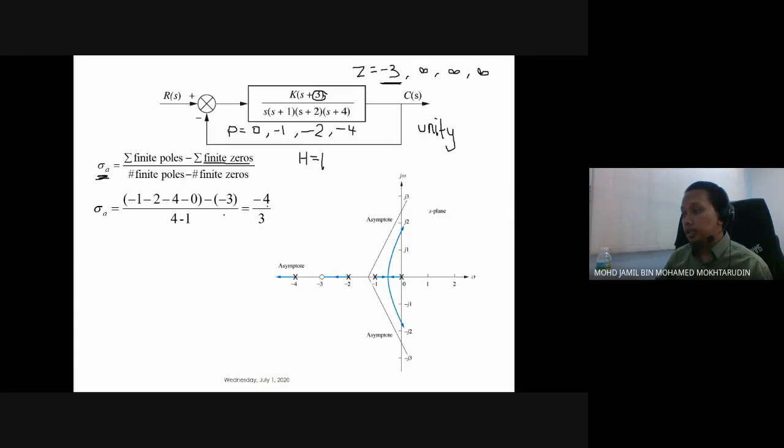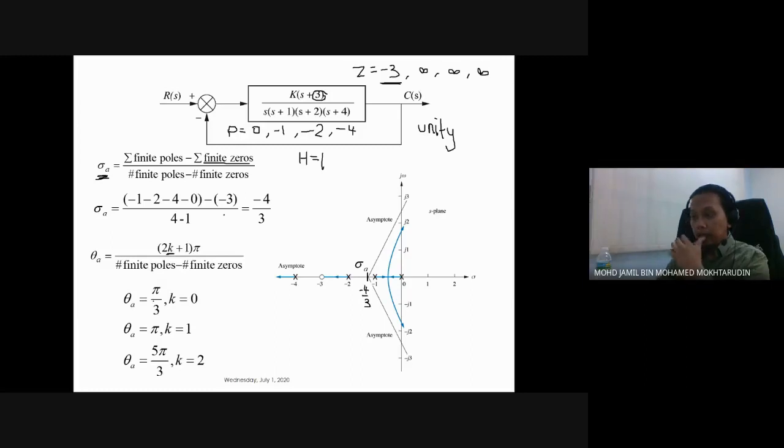And you can plot this on the S-plane. So it will be somewhere around here. -4 over 3. So it will be somewhere around here. And then after that, you need to find the asymptote angles. So the asymptote angles will be 2k plus 1 pi divided by the number of finite poles minus the number of finite zero. So how to determine the k here?